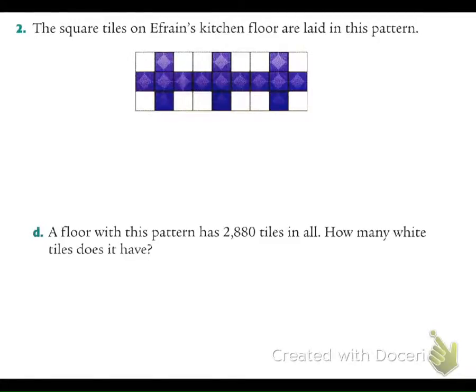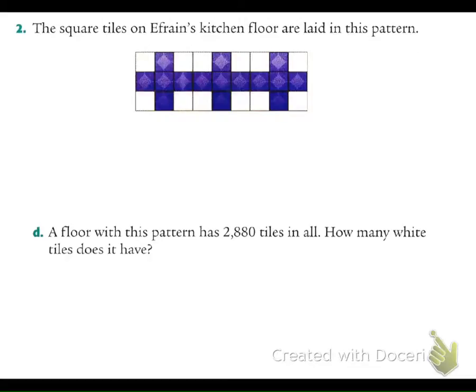Okay, a floor in this pattern has 2,880 tiles in all. How many white tiles does it have? All right, we've already done a part to total ratio. Set up your word ratio. Fill it in with the corresponding numbers that go with this tile floor. Then try and find an equivalent ratio that represents 2,880 tiles in all. I'd like you to try as much of this as you can on your own before watching the solution. Pause now.